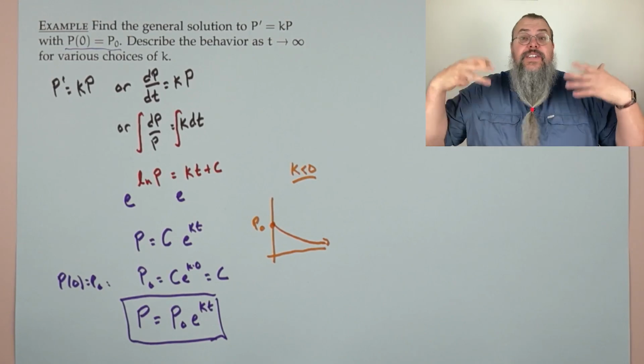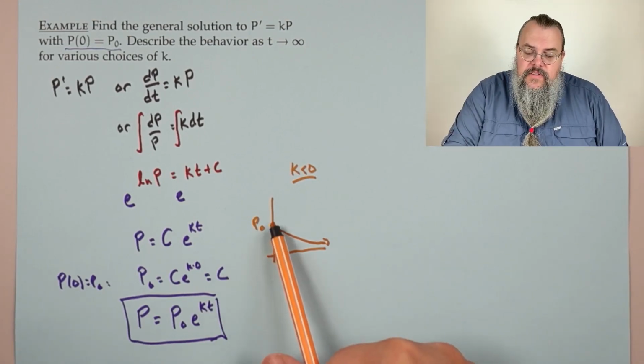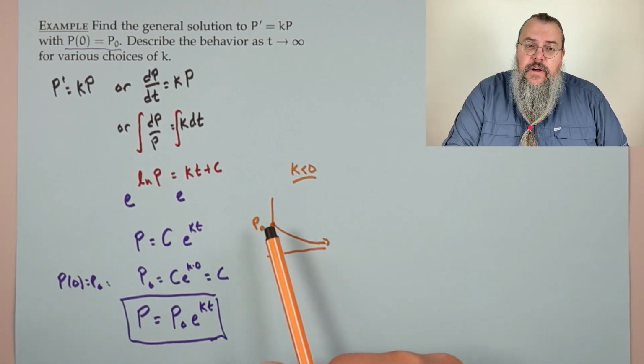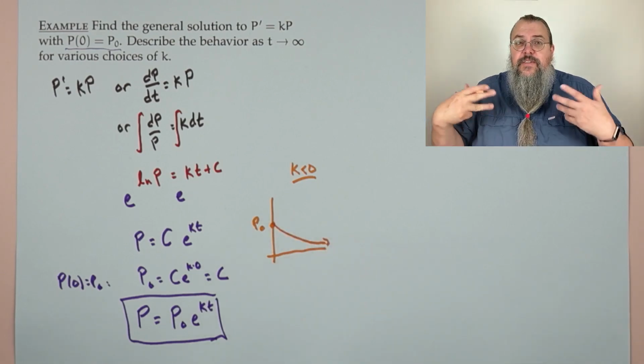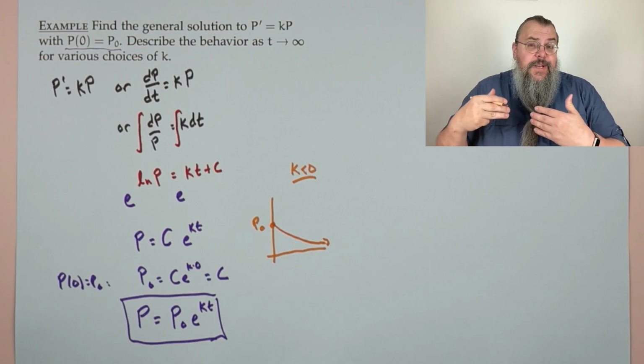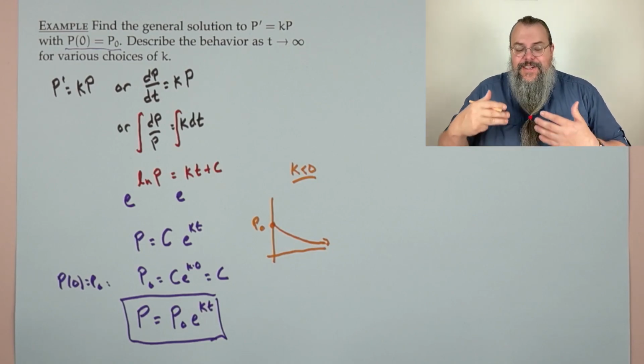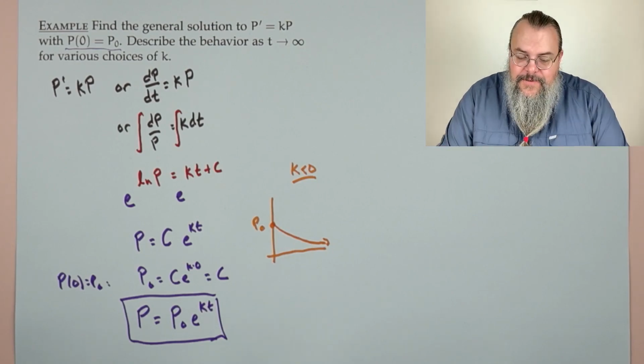So a large negative number will be a very steep decline. A small negative number is a very slow decline. And just because things go to zero, you still may want to know how quickly they go to zero, because that can make a significant difference.